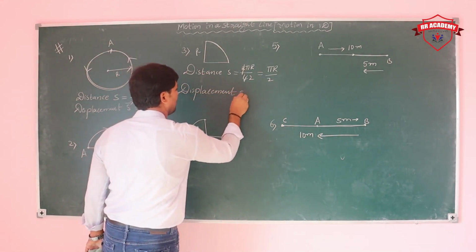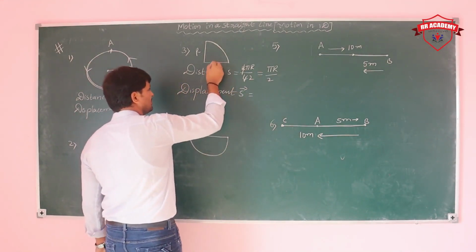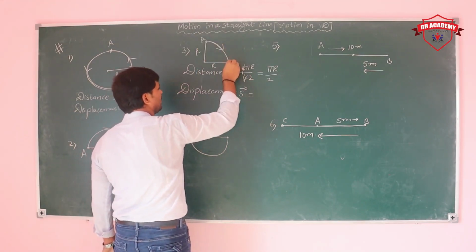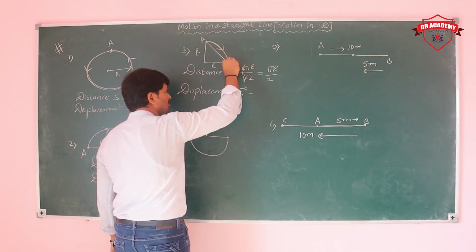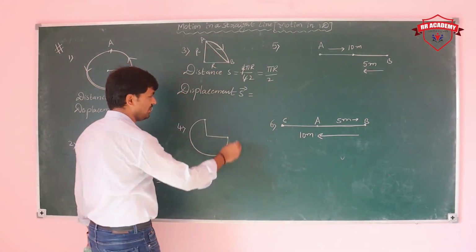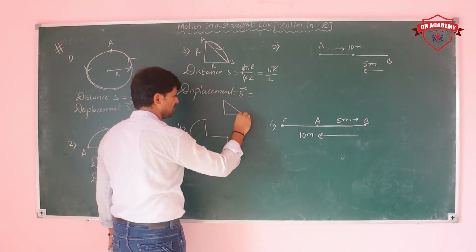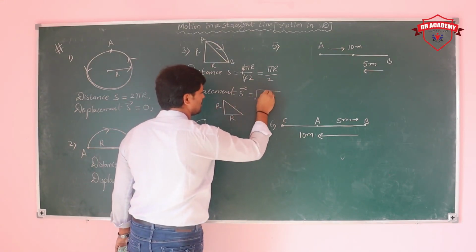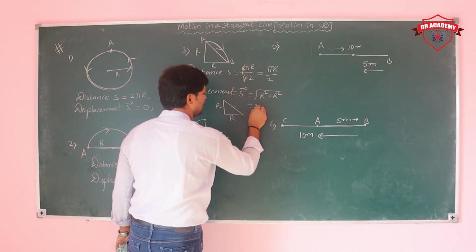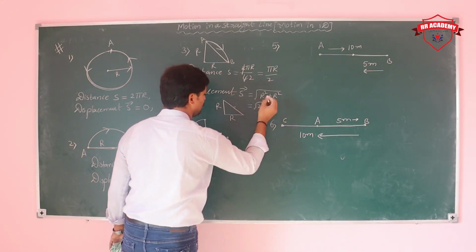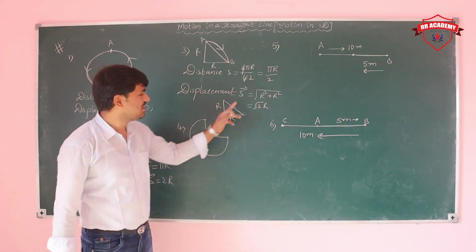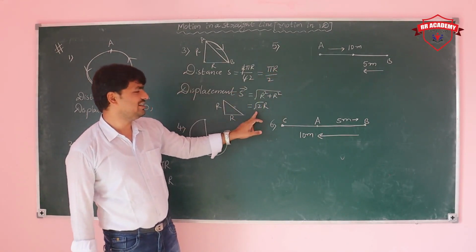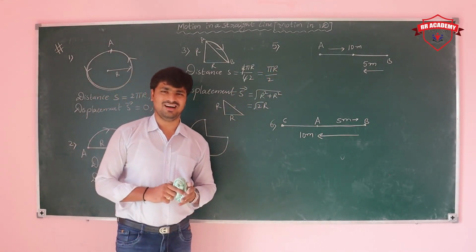Displacement is nothing but, see here, this is r and this is also r. This is the initial position, and if you consider it, that is the final position. As a shortcut, you need to apply the Pythagoras theorem. Under root r square plus r square, the value simply goes to root 2 r. Distance is pi r by 2 and displacement is root 2 into r.